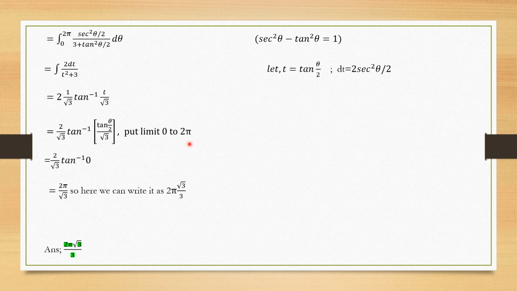Put the limit 0 to 2π and we will find it as 2/√3 tan⁻¹ 0, and it will be 2π/√3. So here we can write it as 2π√3/3 just to match our options. And the answer will be 2π√3/3.